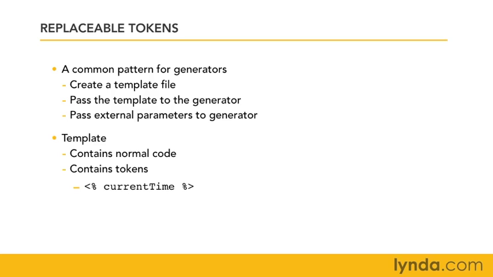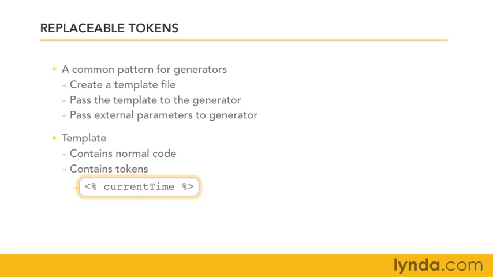Here's an example on the bottom of this slide of a token from Codesmith. This has an angle bracket, a percent, a word called current time, and then the close percent and close angle bracket. This will tell the code generator to calculate the current time and place it in your code template at this point.